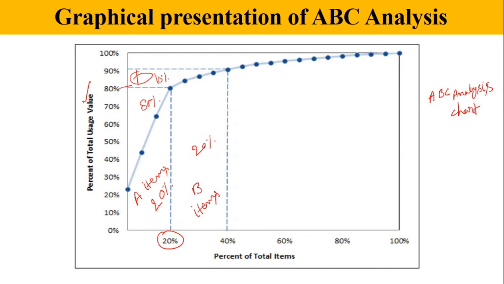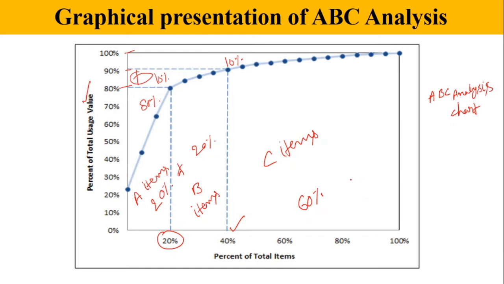In respect of items, A occupies 20% and B occupies 20%, both together 40% cumulative. And the remaining 60% of the quantity is occupied by C items, 60% of items but only 10% of value. Here you can observe, from 90% to 100%, it is only 10% occupied by C items, whereas from 40% to 100% of the quantity is C items.